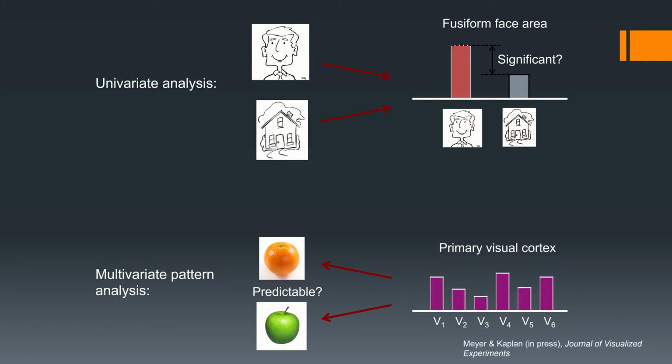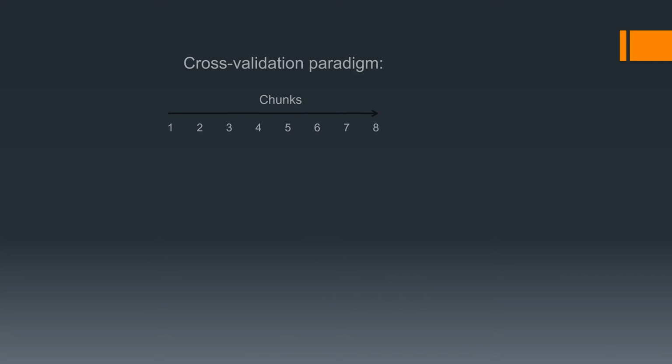A popular type of MVPA that I'm going to be talking about today is cross-validation. In cross-validation, you are splitting your data into training and test sets. The way that you're going to create these training and test sets is you're going to split on different chunks or segments of the data. And what we did is each different person was a different chunk.